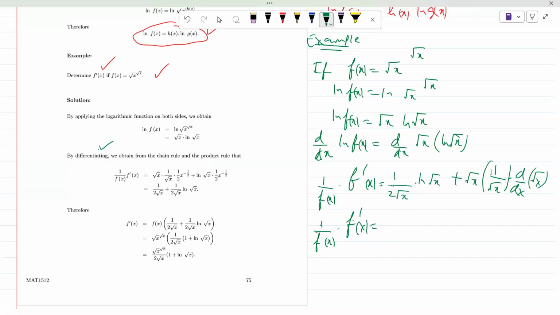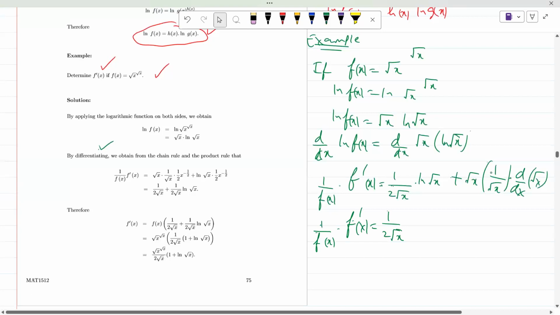So which is 1 over. And then here you have the natural log of x. Plus, so you have the square root of x and square root of x, they cancel out, giving us a 1. What is the derivative of the square root of x? Well, it's 1 over 2 the square root of x.